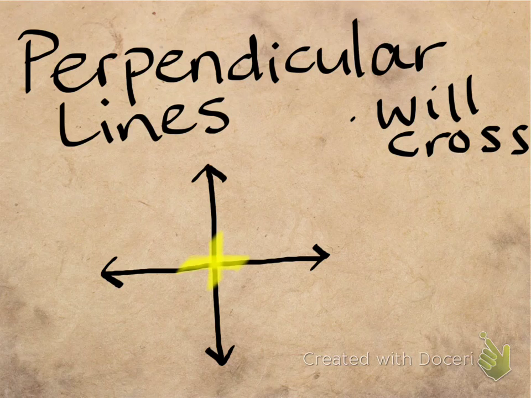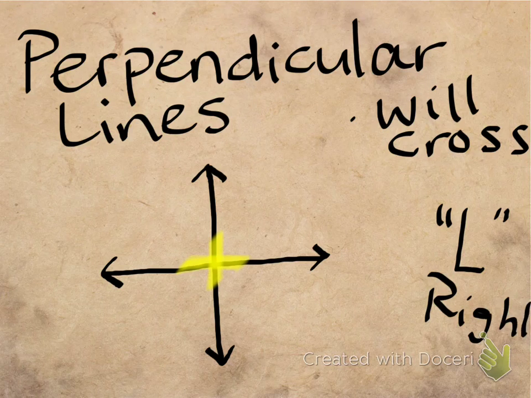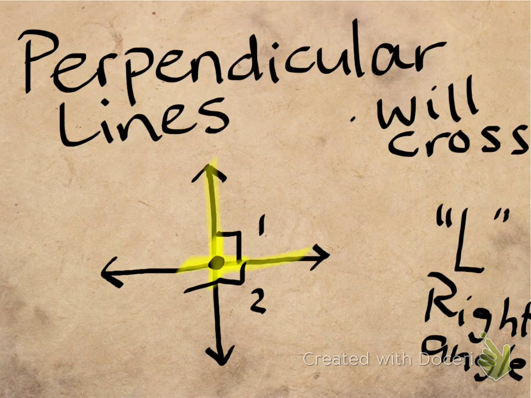Anytime you see a perfect L, that's a right angle. Right angle. Here in the corner, where this vertex is, I can see that there is a perfect L right here, boop, boop, and it's making a right angle. There are more right angles. Here's one, here's another, here's the third, and here's the fourth. So perpendicular lines will cross and make 4 right angles.